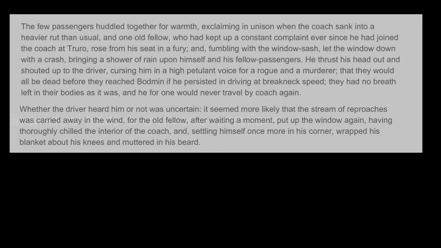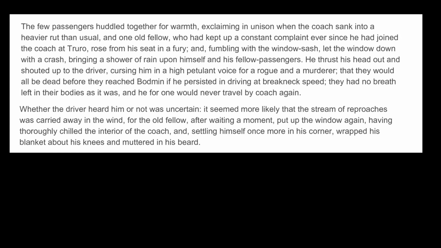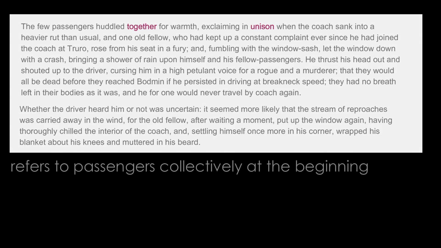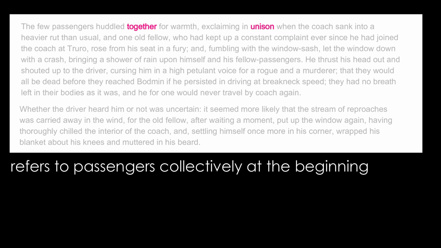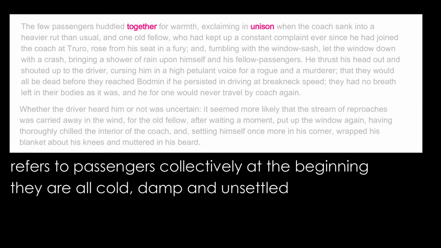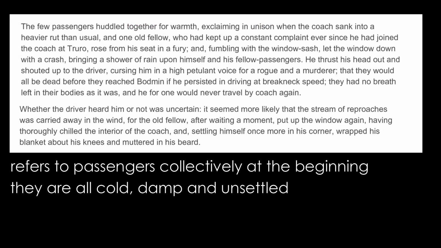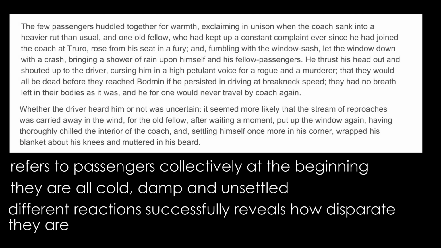She presents the passengers as a unified group at the beginning, as she refers to them collectively using the words together and unison, as they all huddled together for warmth, exclaiming in unison. They appear to be all in this together, cold, damp and unsettled, but the way in which du Maurier describes their different reactions to the coach journey and the weather, however, successfully reveals what a disparate or ununified group they actually are. And this adds interest to the extract.